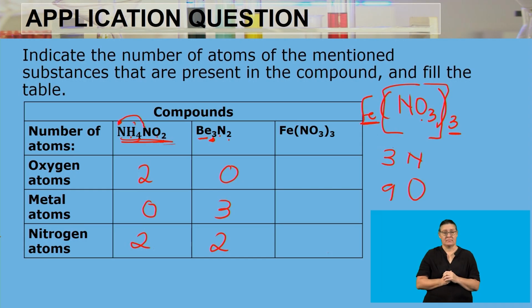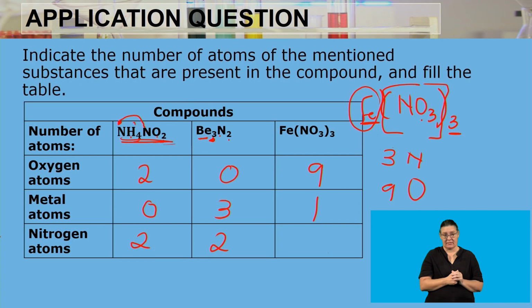So to answer this question, how many oxygen atoms do we have? We have 9. How many metals do we have? Remember that iron, Fe, is found in the transition metals, the big chunk of the elements in the periodic table. That's where we find our Fe, on the left-hand side, going from the metalloids to the left. So how many metal atoms? We said because there's no number here, it is only 1. Nitrogen, we've calculated, is 3.